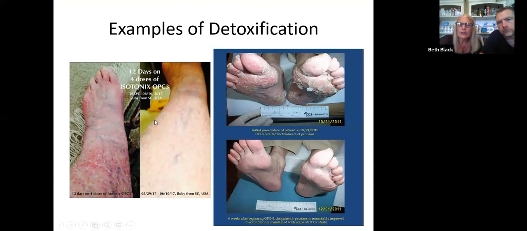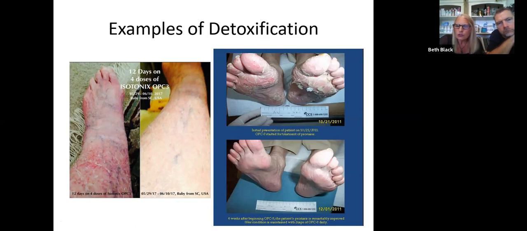So again, this was someone's mother, and she was in a walker having a hard time walking, as you could see, because if your foot and leg look like that, you would know it's painful. Her mom didn't want to try the product. We went through a number of trials before her mother finally agreed, and she put her on the product. This is 12 days on 4 doses of OPC3, and look at her leg on the right.